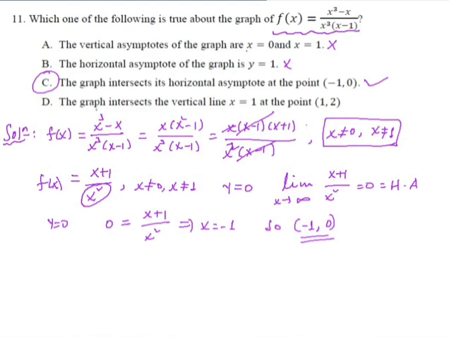The choice in D is that the graph intersects the vertical line x equals 1 at the point 1 comma 2. This is wrong. In the case of a rational function, the vertical asymptote cannot be crossed. So here we have the restriction on x. X cannot be 1 because there is a hole at x equals 1.